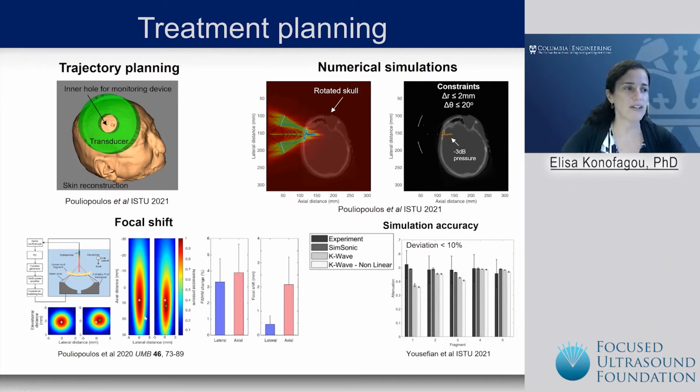We published over the years the aberration effect of the skull, so that creates typically a focal shift. That's on the order of about 2 to 3 millimeters, lower in the lateral than the axial dimension, but we're able to predict that and correct for that. And of course, for the simulation, we have also evaluated the accuracy of the predicted focal spot.